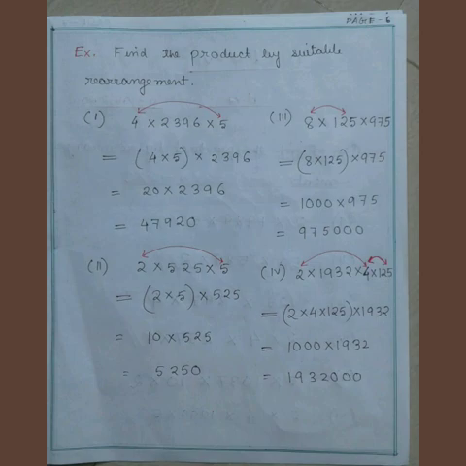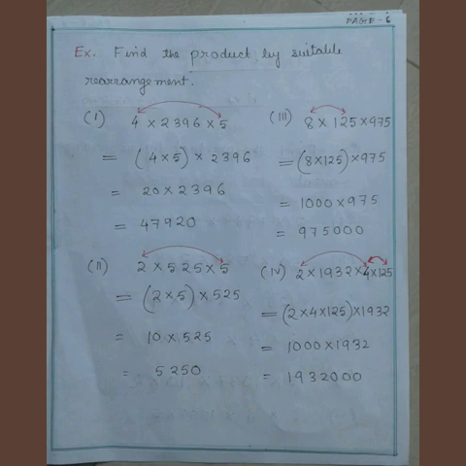Now let us find the product by suitable rearrangement of the numbers. So we are going to change the order of the numbers given to us and make the multiplication easier. Question number 1, 4 into 2396 into 5. If we group 4 and 5, 4 into 5, which will give us 20. 20 into 2396, that makes the multiplication easier, and we get the product as 47920.